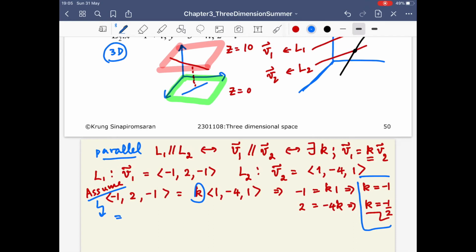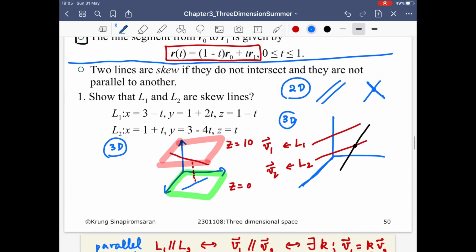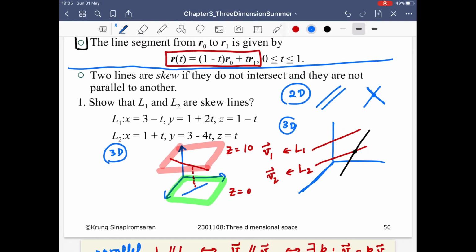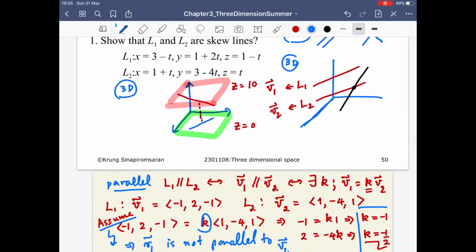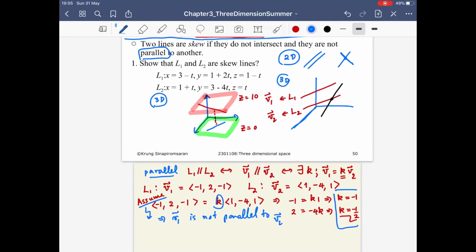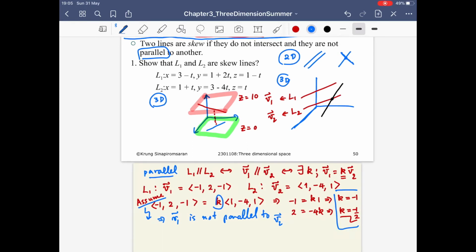So it means that your V1 is not parallel to your V2. So it's already not parallel. Now we want to determine whether they intersect each other or not. If they are going to intersect each other, it means they're going to share the same point, is it?